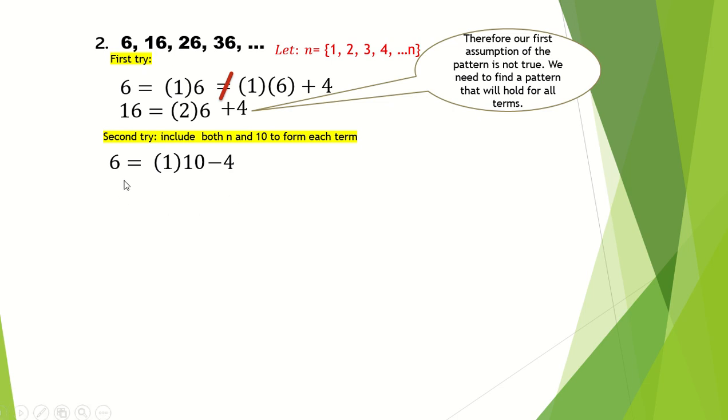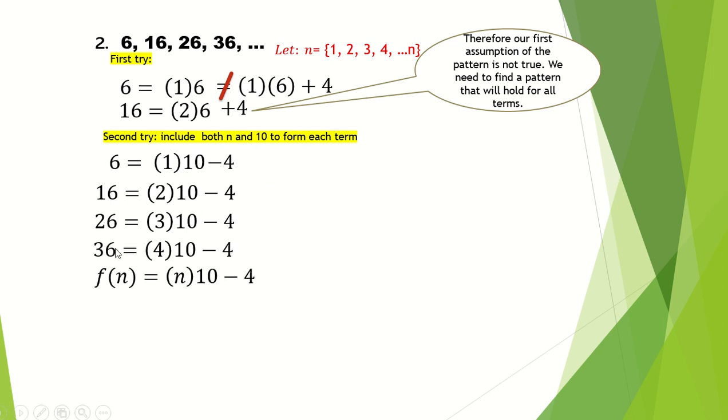For the second term, that is 16, and your position is 2. 2 times 10 minus 4. Is this equal to 16? Yes. So it holds on the first and on the second term. On the third term, it still holds. So 3 times 10 is equal to 30 minus 4, 26. So it holds that formula.